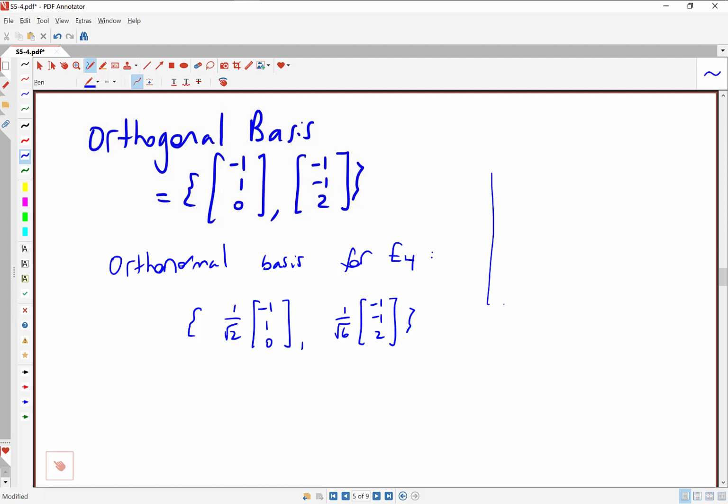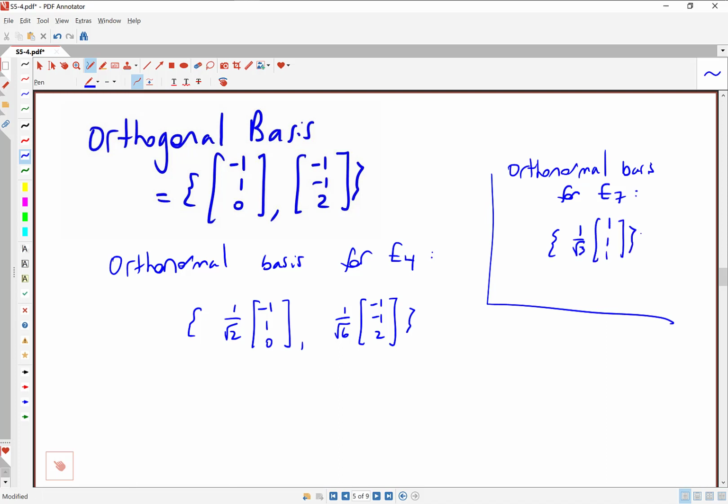Remember that earlier in the problem, we found an orthonormal basis for E7. So I'll just write that down again so that we've got all the ingredients in one place. So it was 1 over root 3 times the vector 1, 1, 1.